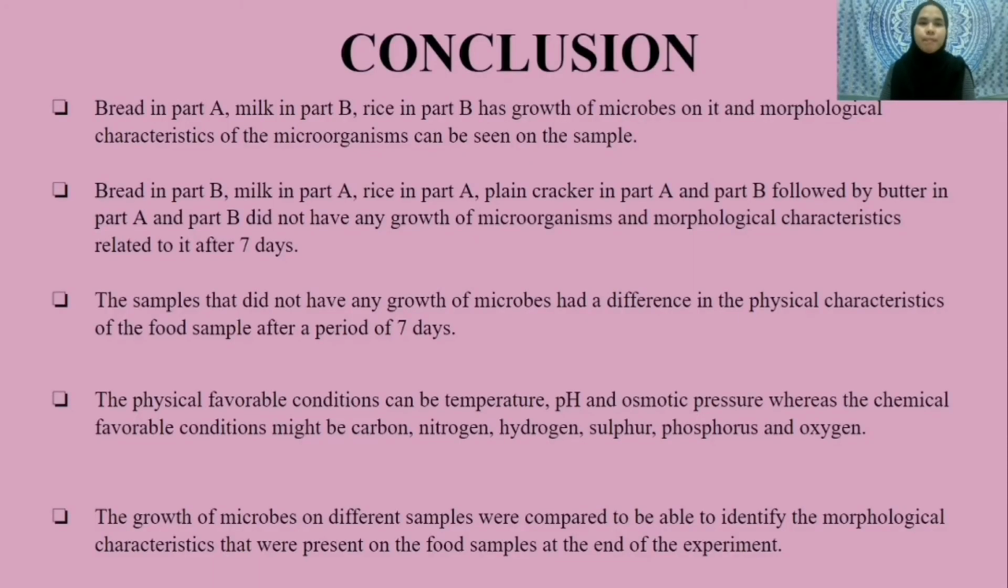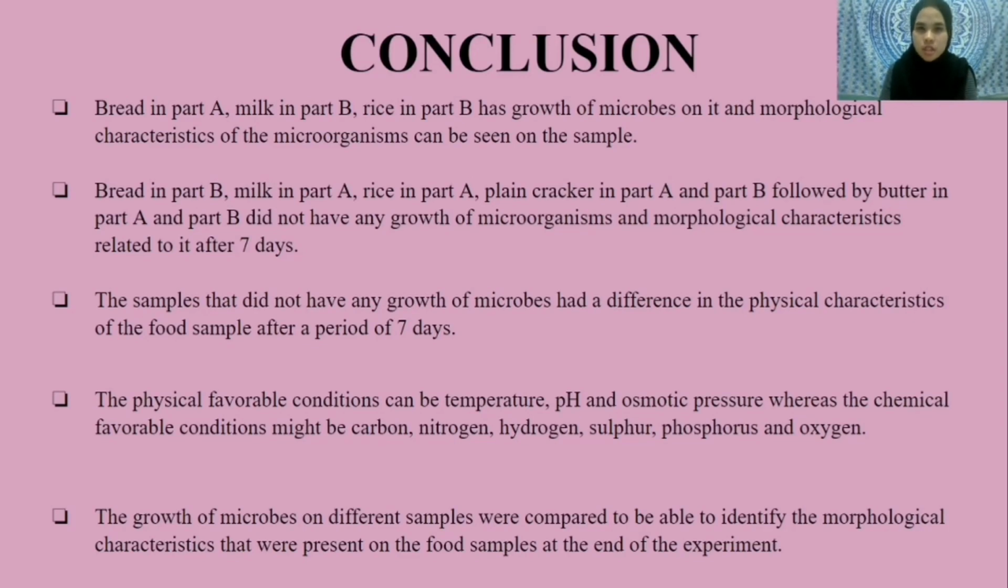The conclusion is bread in part A, milk in part B, and rice in part B have growth of microbes on it, and morphological characteristics of the microorganism can be seen on the sample. Bread in part B, milk in part A, rice in part A, plain cracker in part A and part B, followed by butter in part A and part B, did not have any growth of microorganism and morphological characteristics related to it after the 7th day. However, the samples that did not have any growth of microbes had differences in the physical characteristics of the food sample after the 7th day, which are the color of the sample and the texture of the sample.